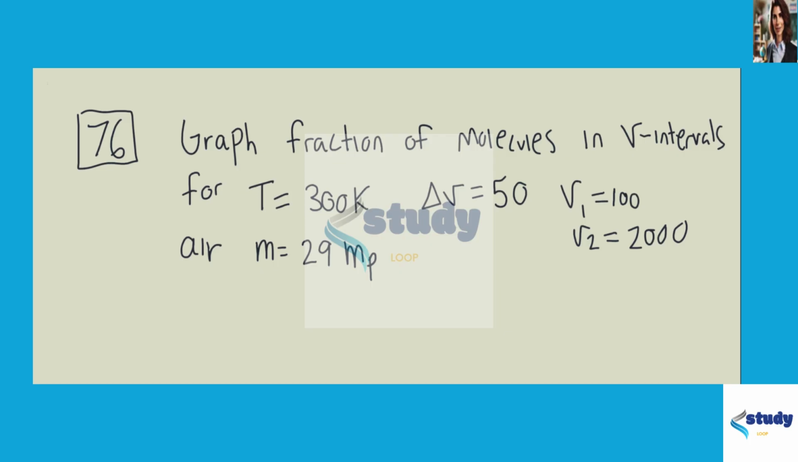Okay, in this problem, we're dealing with air with a mass of about 29 times the mass of a proton. We can assume that for those air molecules at a temperature of 300 Kelvin, we were asked to graph, as a function of the velocity, the fraction of molecules in the total gas that are at that velocity.